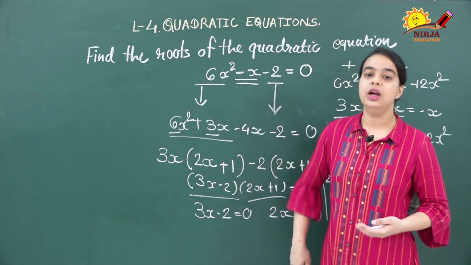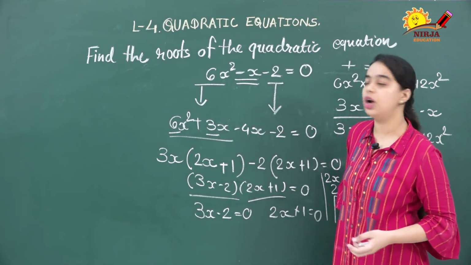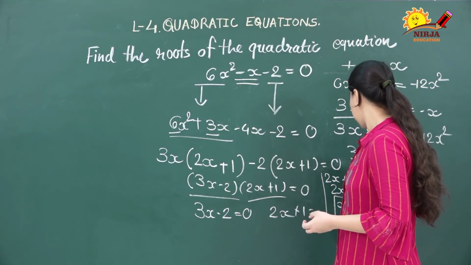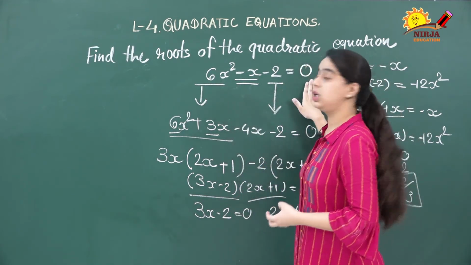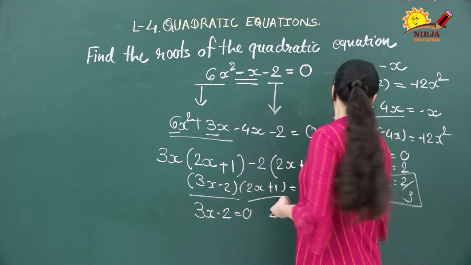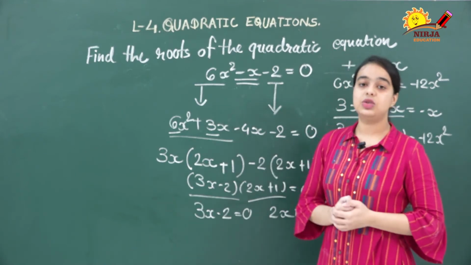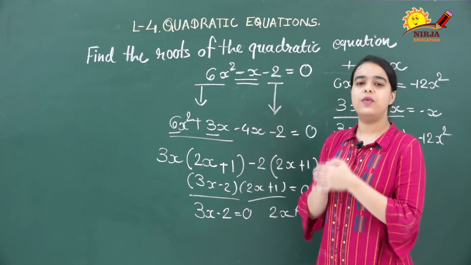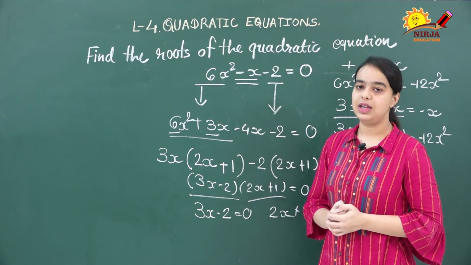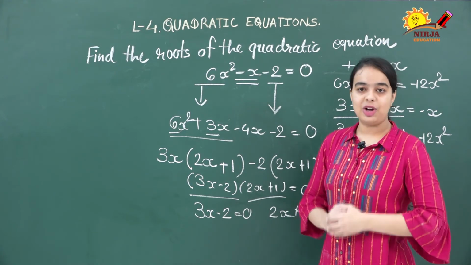If you want to check whether the roots are right or not, you can put x equal to minus 1 by 2 in the equation and check whether it turns into 0 or not. The same for the other solution. So my dear students, this is the factorization method to solve a quadratic equation, which is very easy.